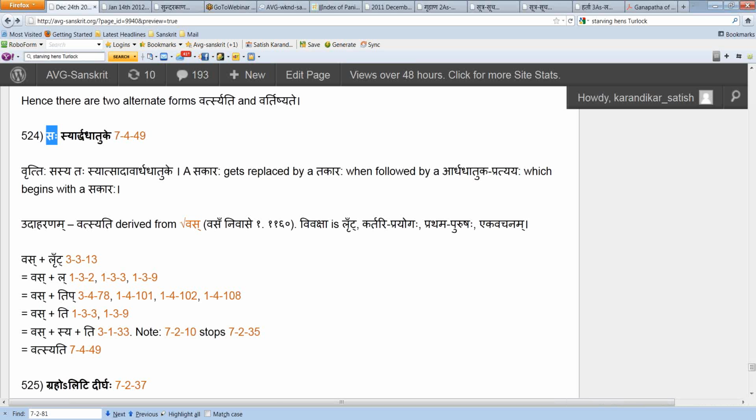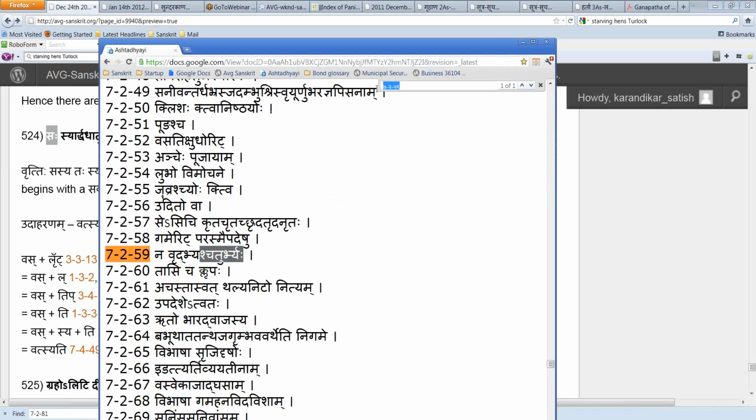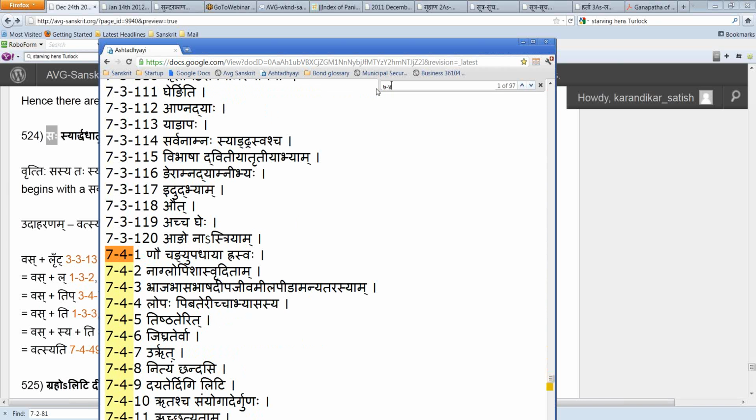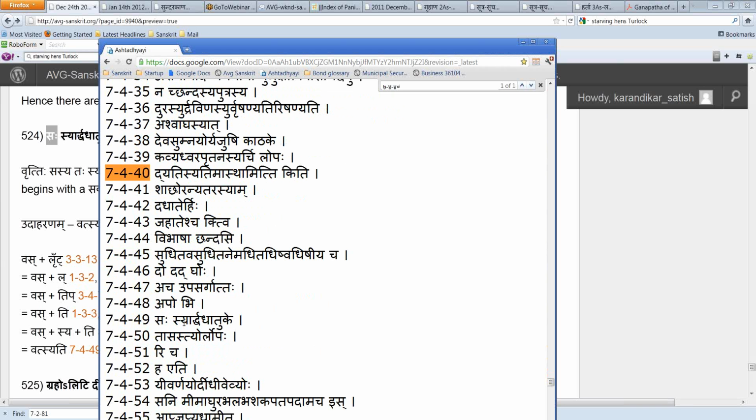This is a section of 7.4.49, which is talking about when you have a tadi. 7.4.49 says that sasyardhadhatu case, take that. The case of takara adeshaha. Takara adeshaha is coming from here.